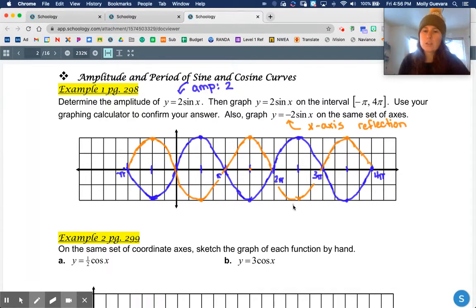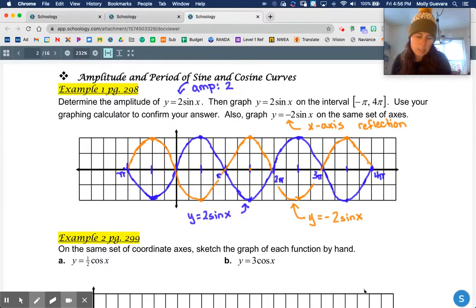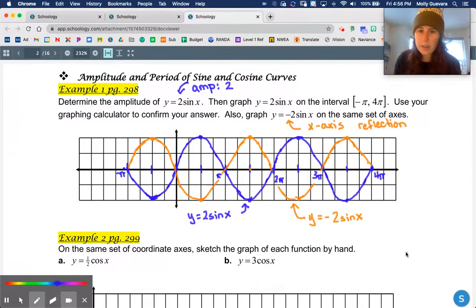And there it is. So this guy right here, the orange one, this is my y is equal to negative 2 sine of x. Whereas this blue one is y is equal to 2 sine of x. So the negative there, all it does is it flips over the x-axis. Okay. Example 2 here. Hopefully that makes sense. Again, always reach out if you have any questions.